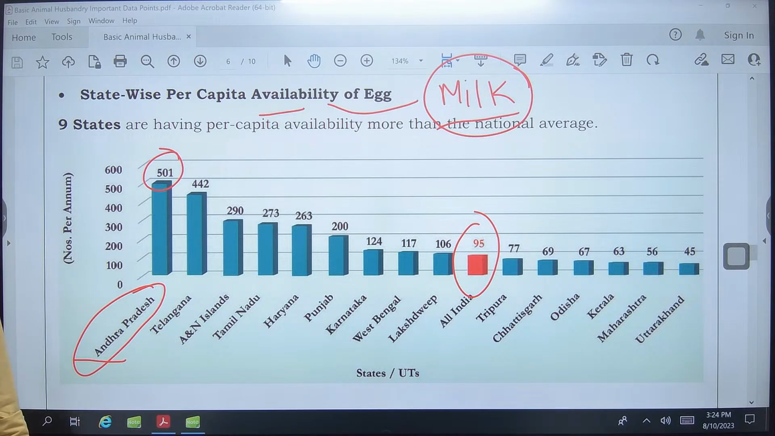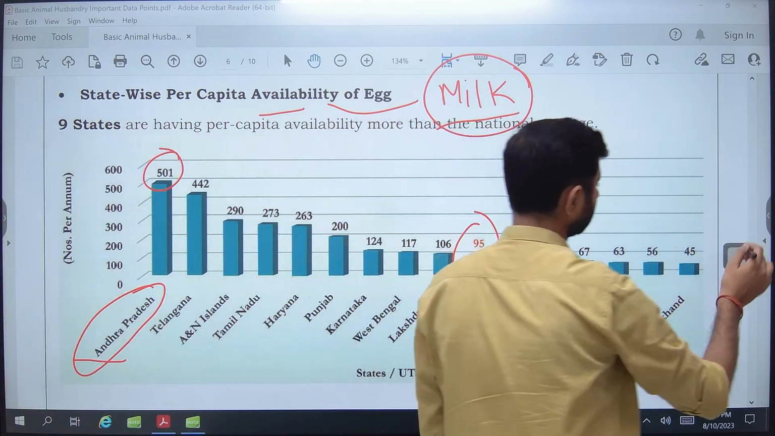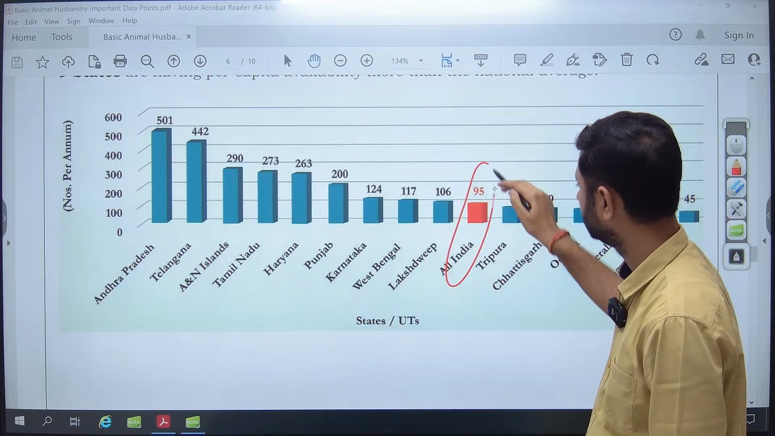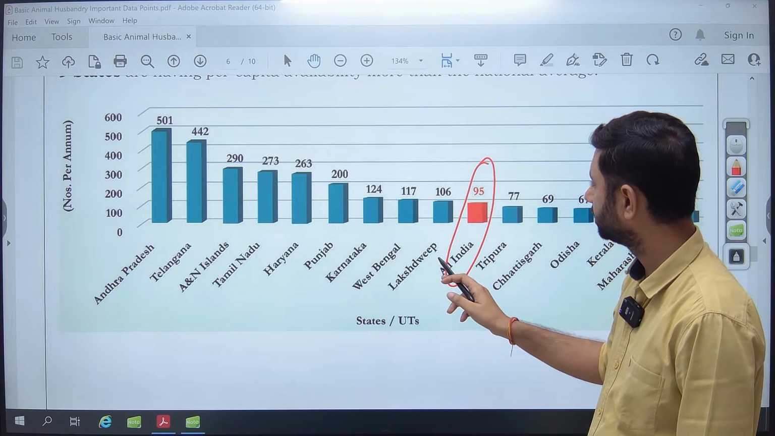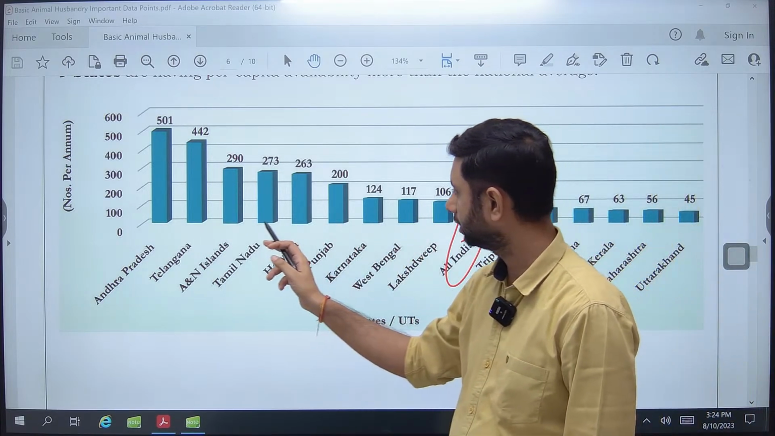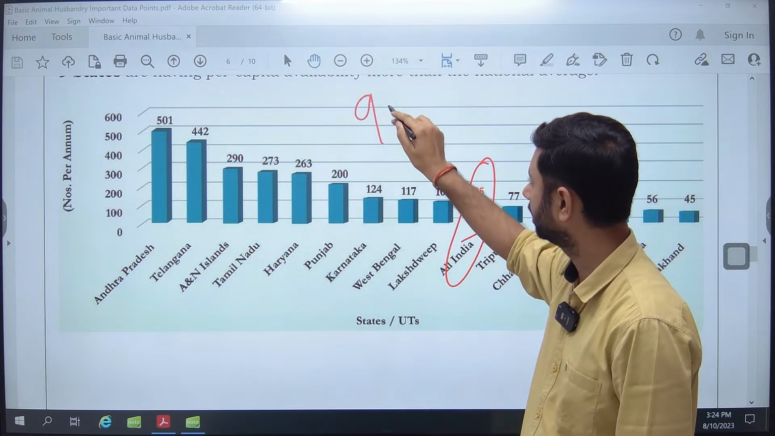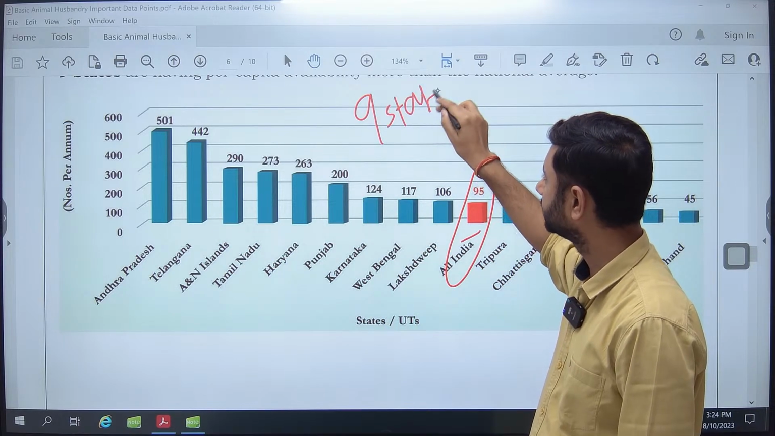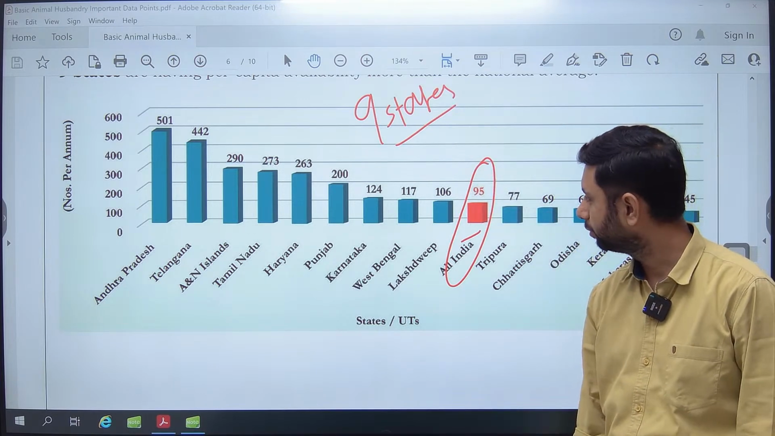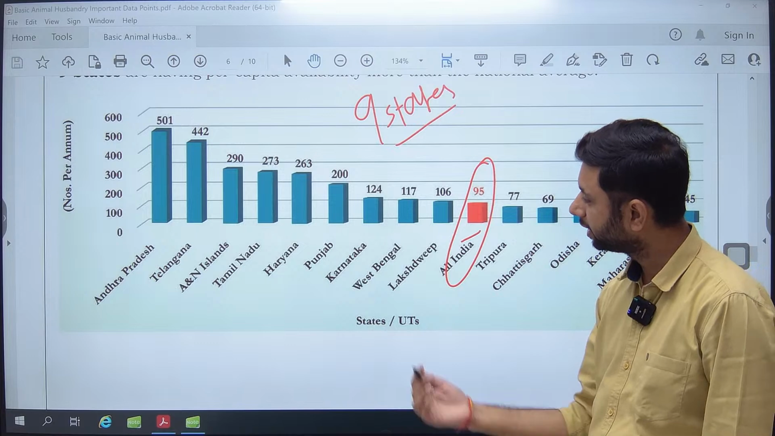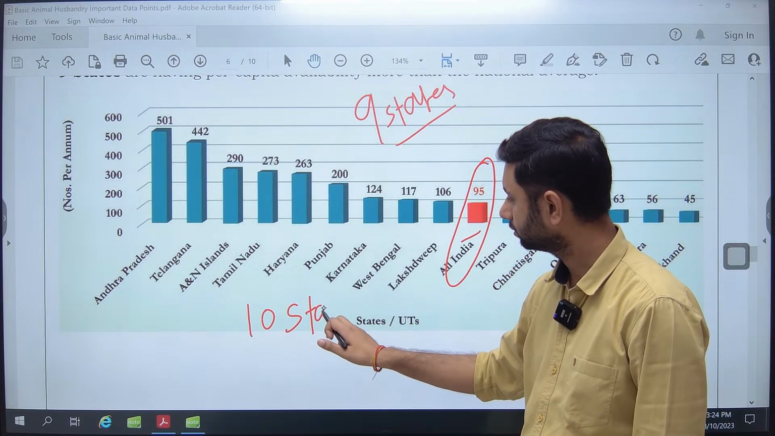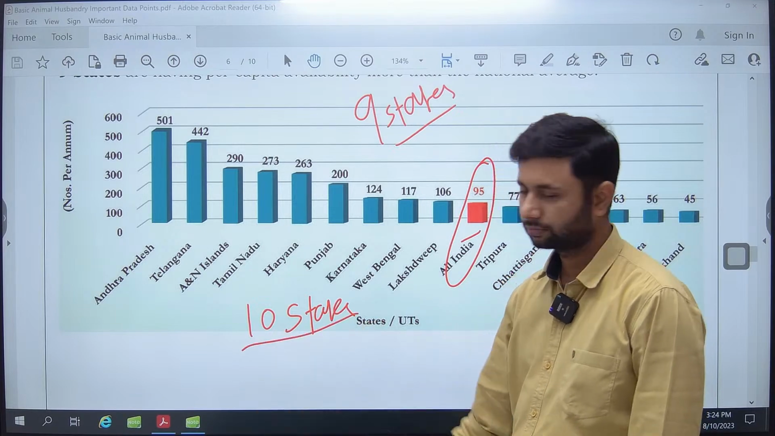Yes, good, 6. Okay. And in this case also, as you can see from the data itself, how many states reported more than all India per capita availability? 3, 3 and 9, total 9 states. So in case of eggs, total 9 states reported per capita availability of more than all India, but in case of milk it was 10 states.